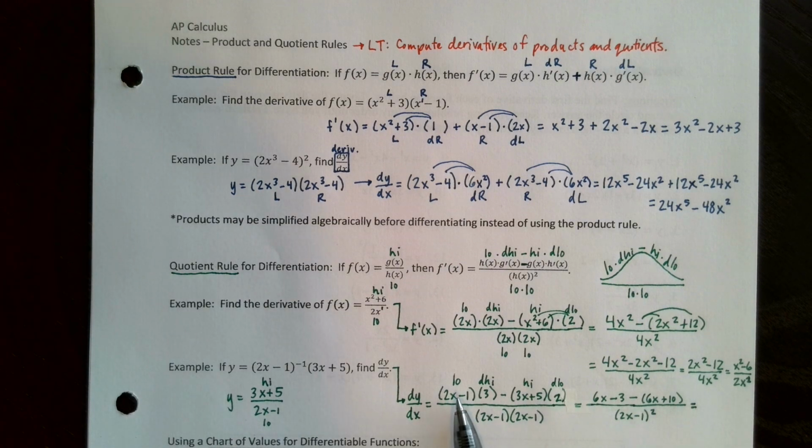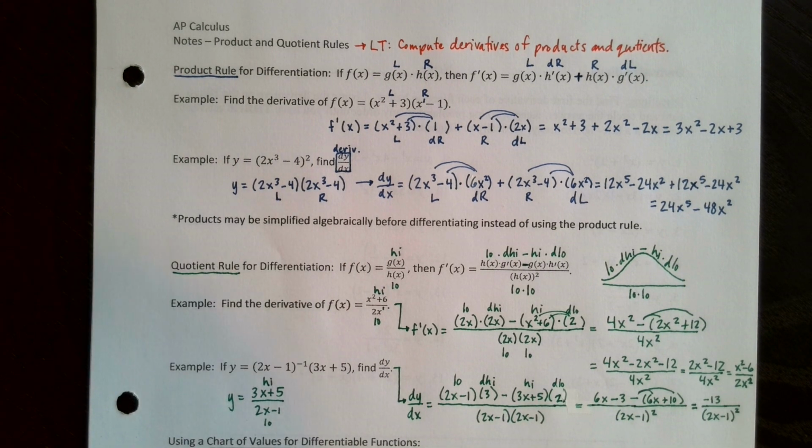So far I have low, derivative of high is 3, minus high times the derivative of low is 2, over low low. I distributed my 3, got 6x minus 3. And I just distributed the 2 here, keeping my parentheses on top. When I distributed the minus, I noticed that these 6x's would cancel. I had a negative 3 minus 10, so negative 13 is all I have left in the numerator. In the denominator, we don't have to square it out, so I'll leave it like that.